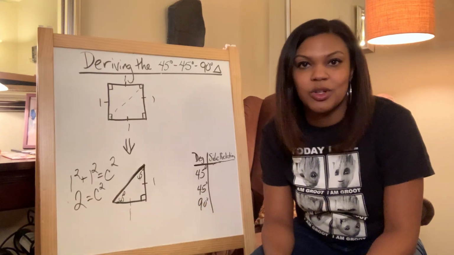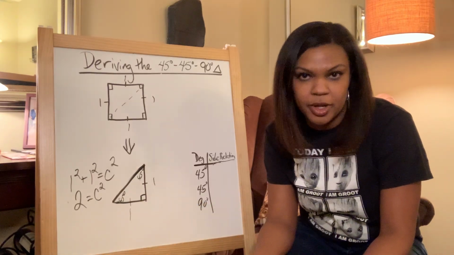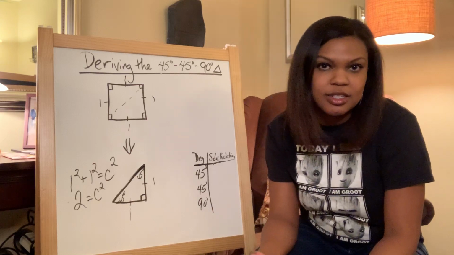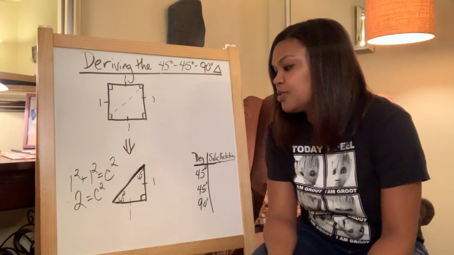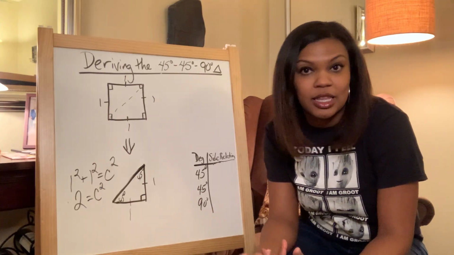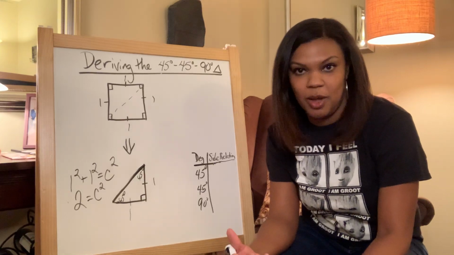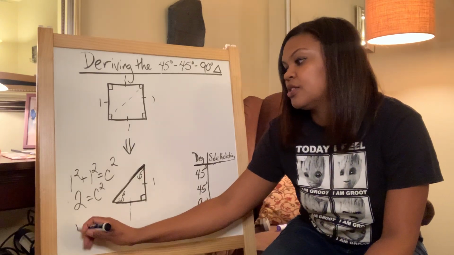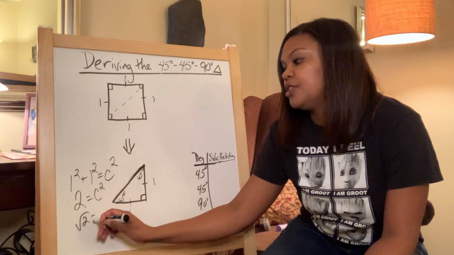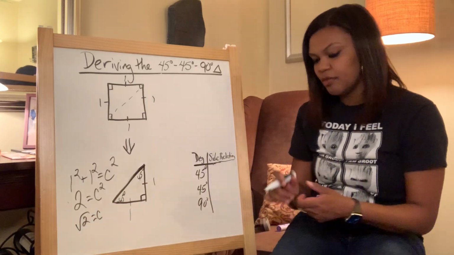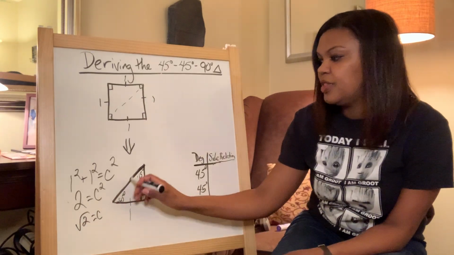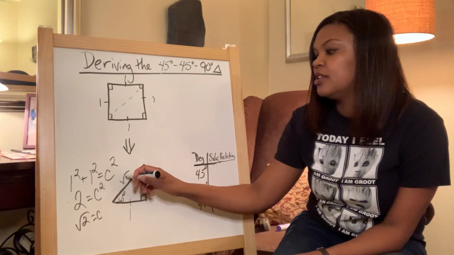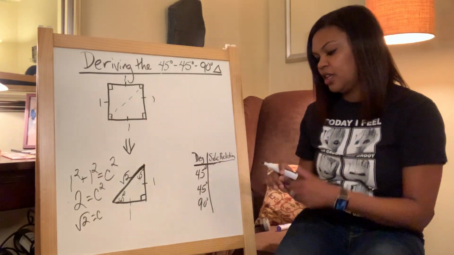And again, normally when we incorporate a square root, you would assume the positive and the negative. However, because we're dealing with a distance or a side length, we're going to assume just the positive. So this is the square root of 2 is equal to c. So this side length here is the square root of 2.